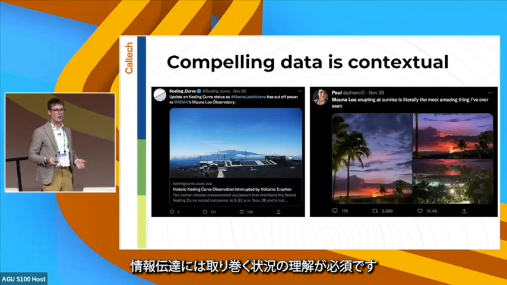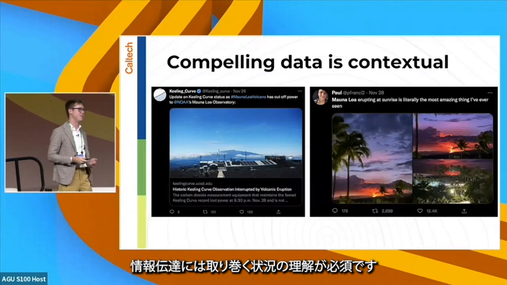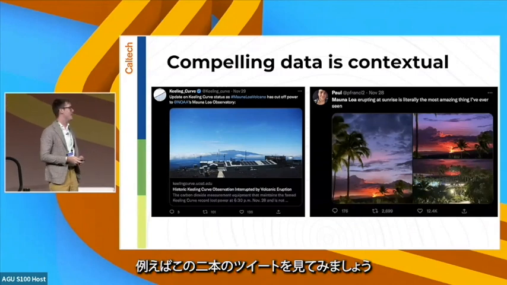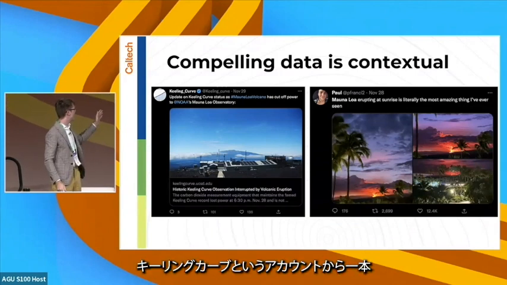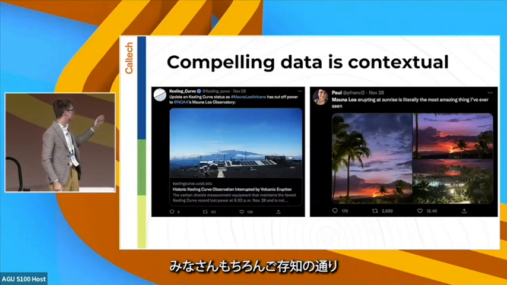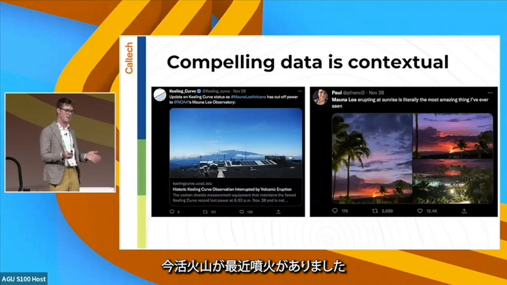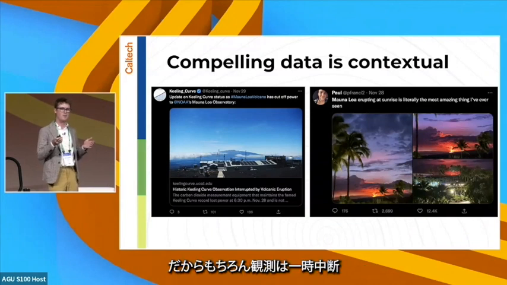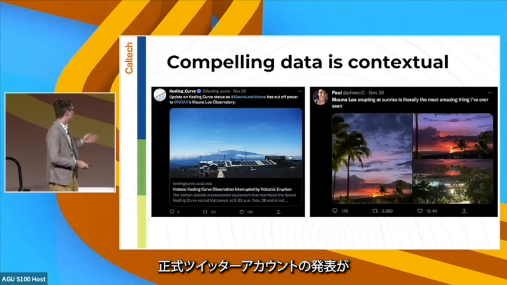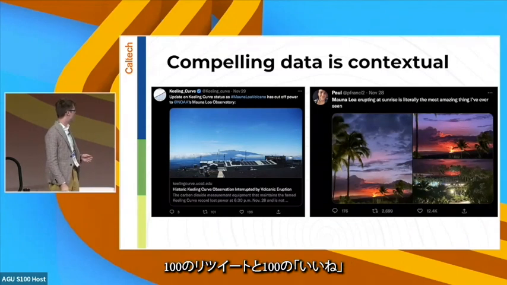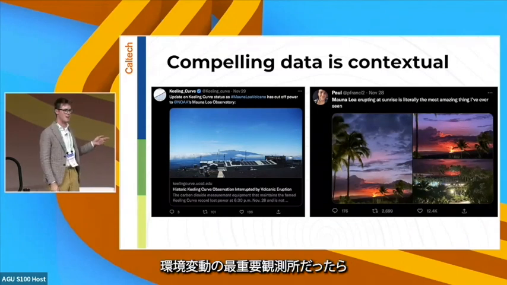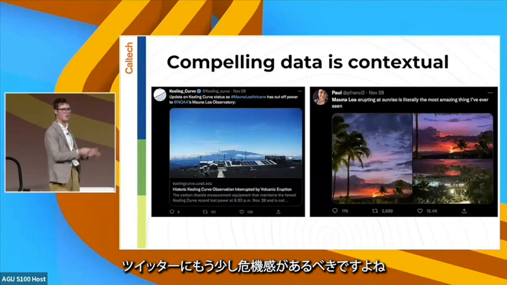And when we're communicating, we have to understand that it's all contextual. And so I have two tweets on here. I pulled one from the Keeling curve. We all know recently that, of course, at Mauna Loa, perhaps the best site for CO2 measurements, there's an active volcano right now. And so the measurement had to shut down, of course. And so the official Twitter account tweeted, and they got 100 retweets and 100 likes. And so if we think that this is the most important measurement to understand climate change, maybe there should be a little bit more urgency on Twitter.